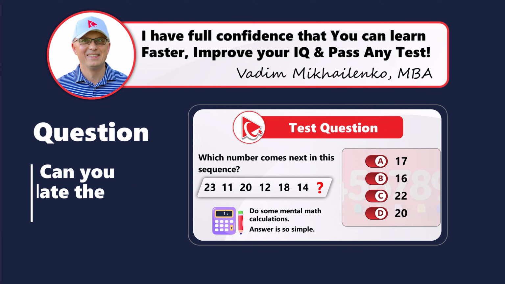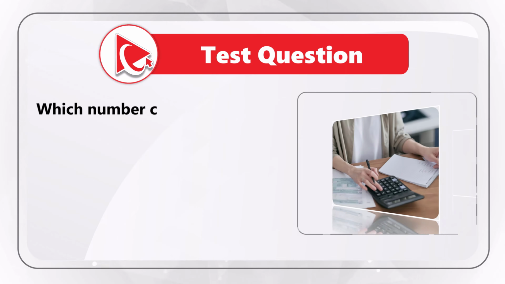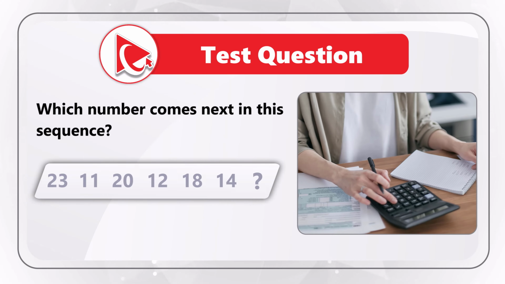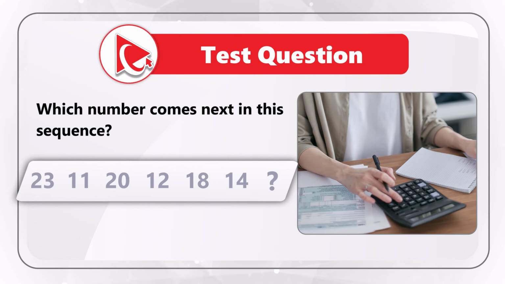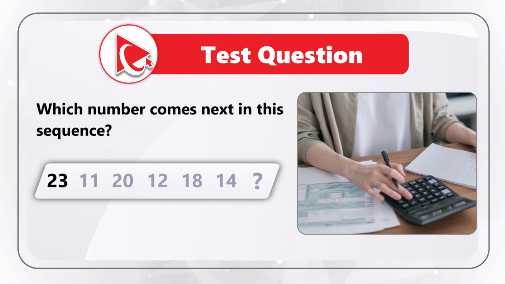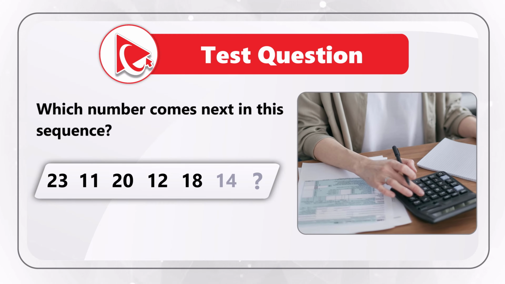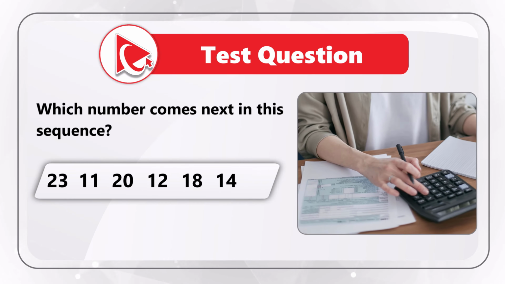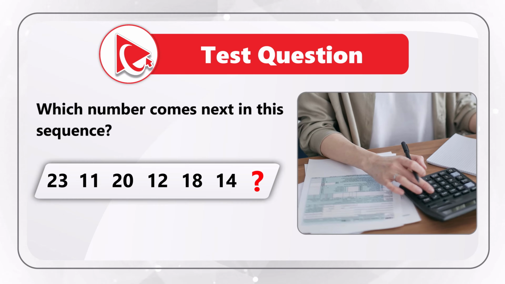What's interesting about the question I'm about to present you is that it truly tests your analytical skills. You need to determine which number comes next in the sequence, and you're presented with a sequence of 6 numbers where the 7th number is missing. The sequence is 23, 11, 20, 12, 18, 14, and then comes the missing number, which you need to select out of 4 possible choices.